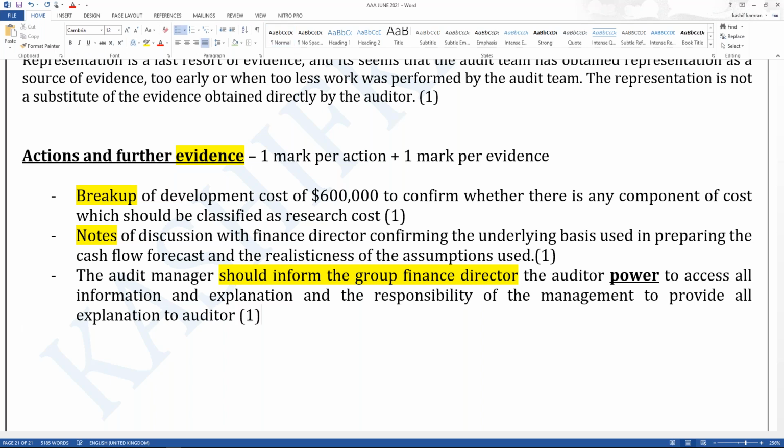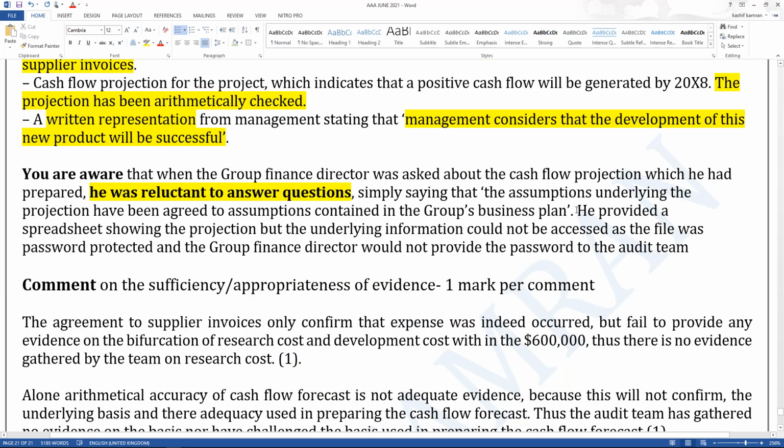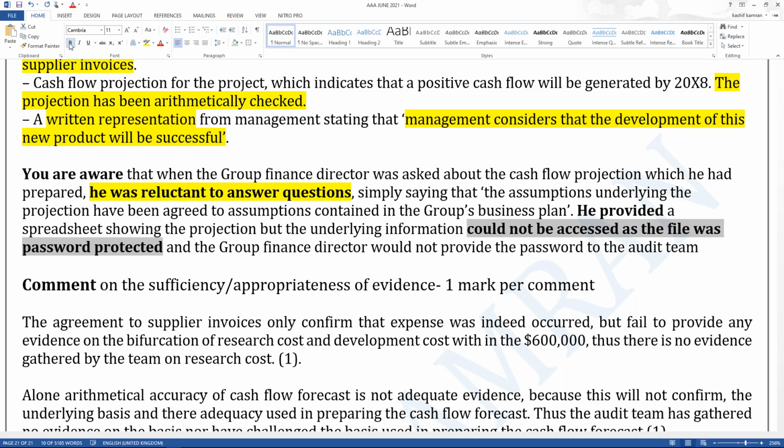Last, go up. Okay, he was reluctant, right? Next, he provided a spreadsheet showing the projection, but the underlying information could not be accessed, as the file was password protected. So is he trying to limit the scope of the auditor by giving the auditor a password protected file, knowing the fact that the auditor has power to access all information? So is the finance director trying to limit the scope of the auditor?